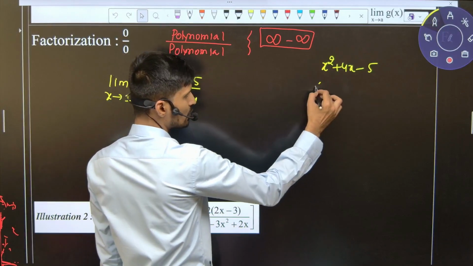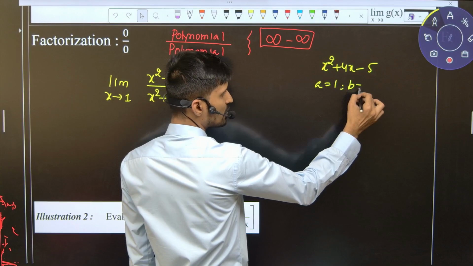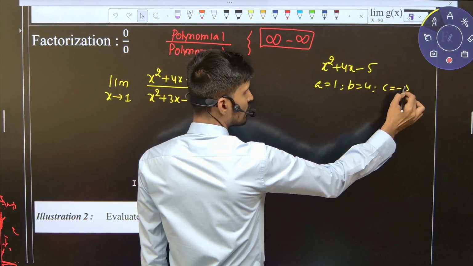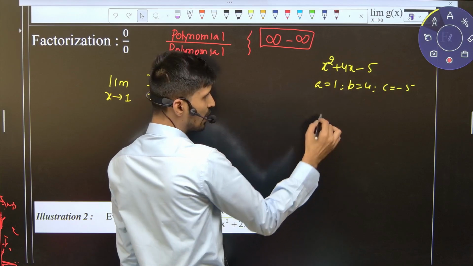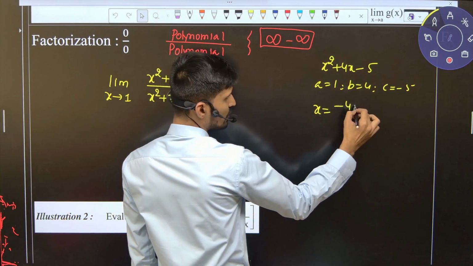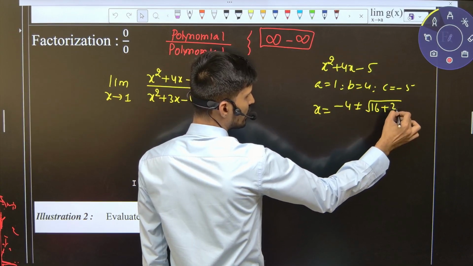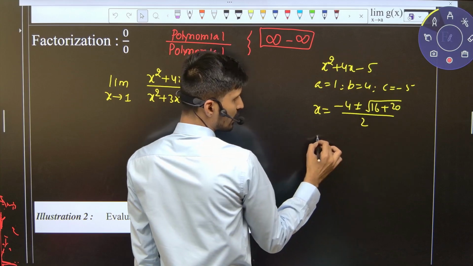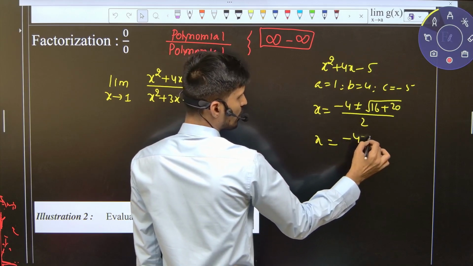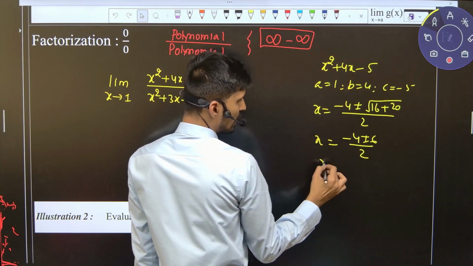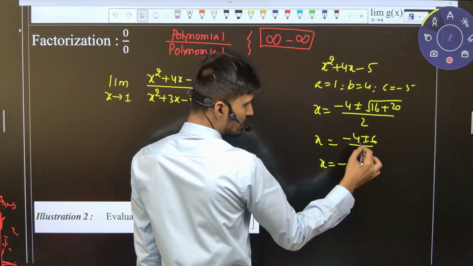A is equal to 1, B is equal to 4, C is equal to minus 5. X is equal to minus 4 plus minus root under B square 16 plus 4AC 20, upon 2A. X will be equal to minus 4 plus minus 6 upon 2. X is equal to minus 5 and 1.